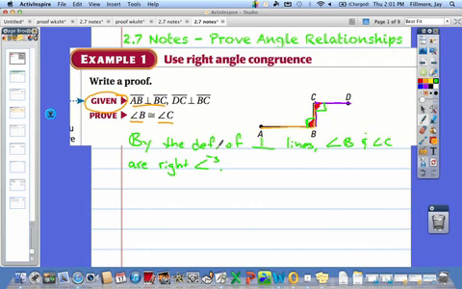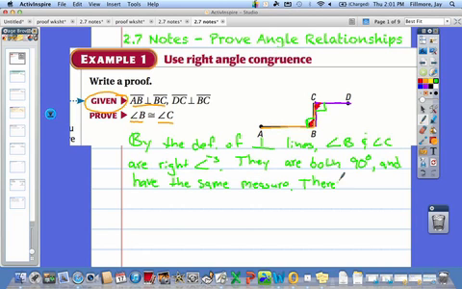So we can get really detailed with that, and we can say they are both 90 degrees and have the same measure. This makes them congruent. So I'll just say therefore, I like using the word therefore, angle B is congruent to angle C. So there's kind of an informal proof of how we know those two angles are congruent based upon our given information and our picture over here to the right.